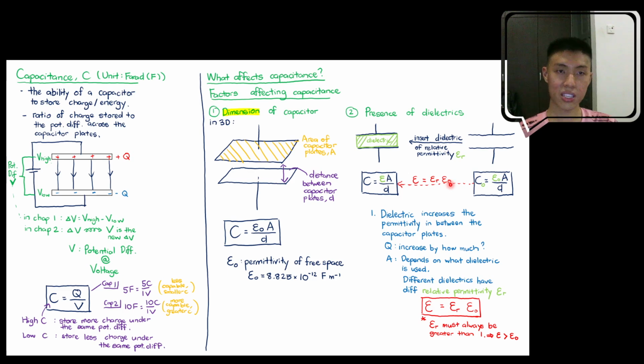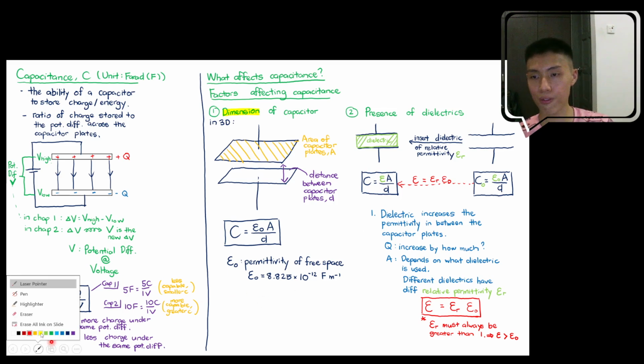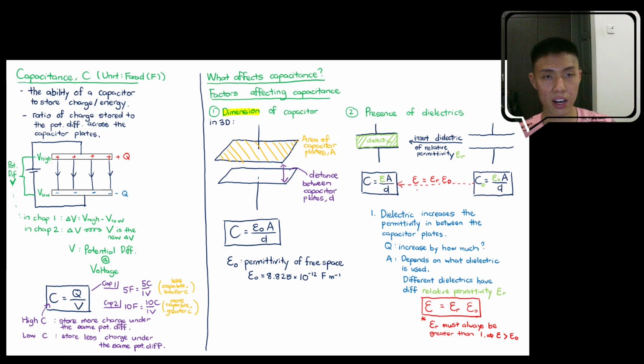Okay, so that's one thing that is important. Because epsilon is larger than epsilon naught, and it's the same area and the same distance, if epsilon is larger, that means C will be larger. Epsilon naught is small, so C naught will be smaller. So how much do they differ? They actually differ by the same factor, which is epsilon r.